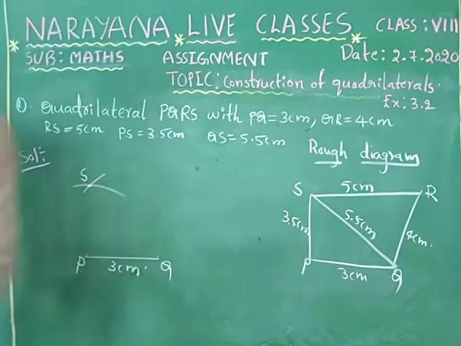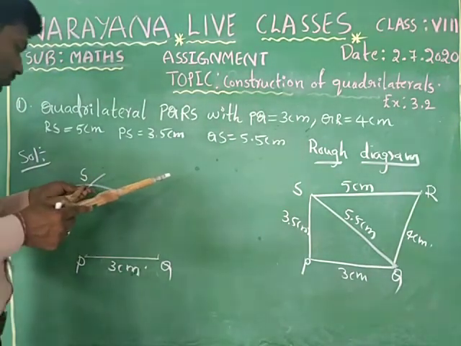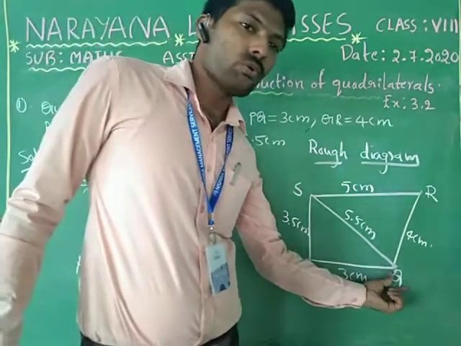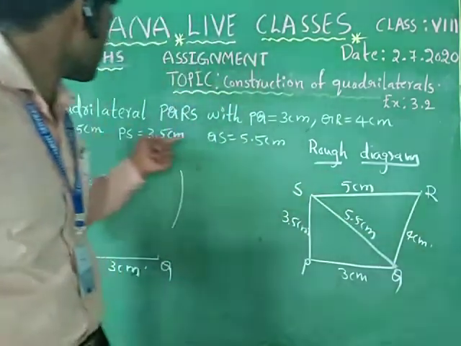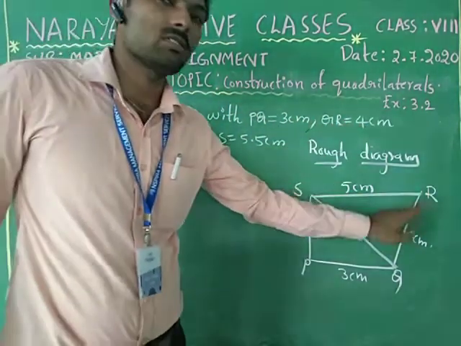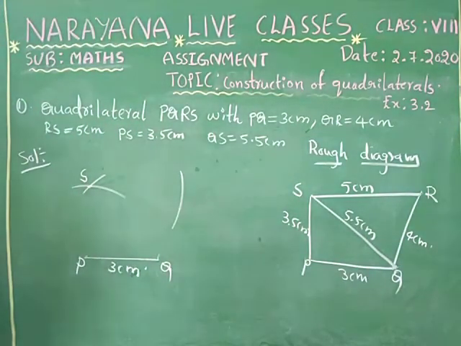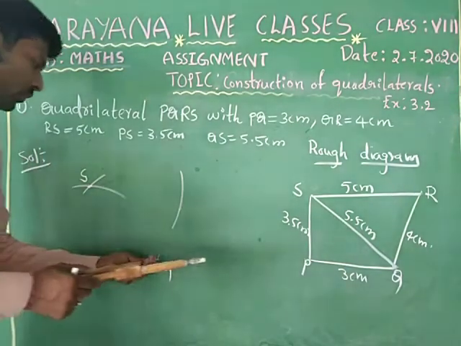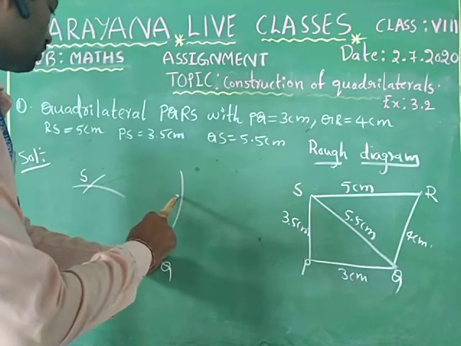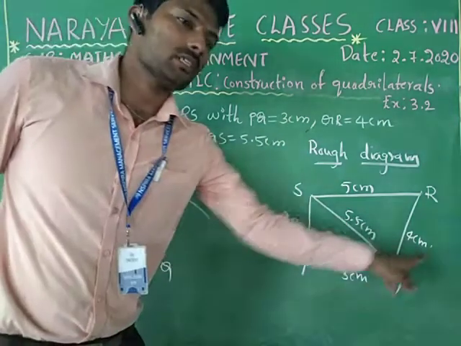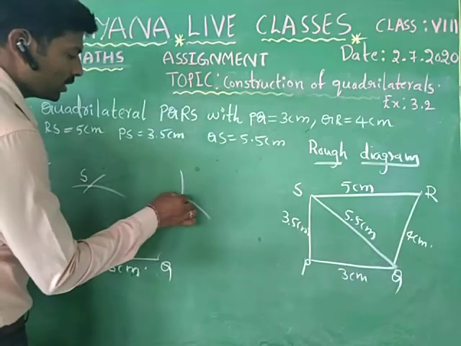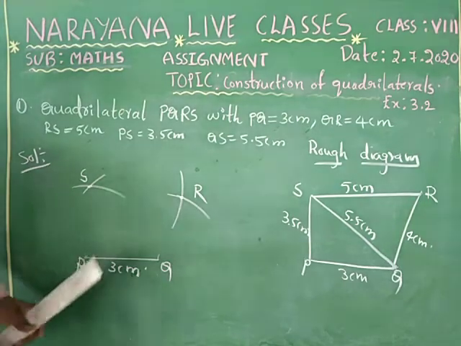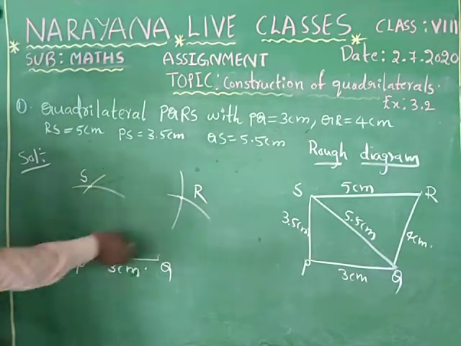Just like this. Again, take point Q as center. QR is given as 4 centimeters. With the help of a scale, measure this and draw an arc with radius 4 centimeters. The point of intersection of these two arcs, let me take it as capital R.